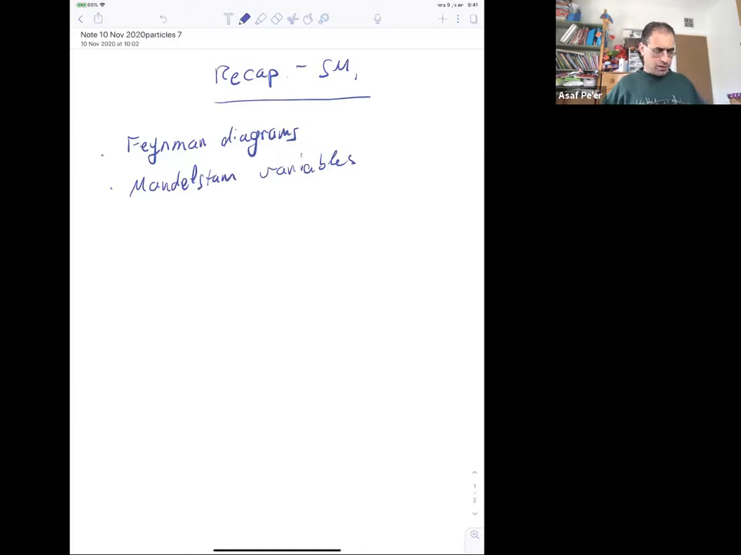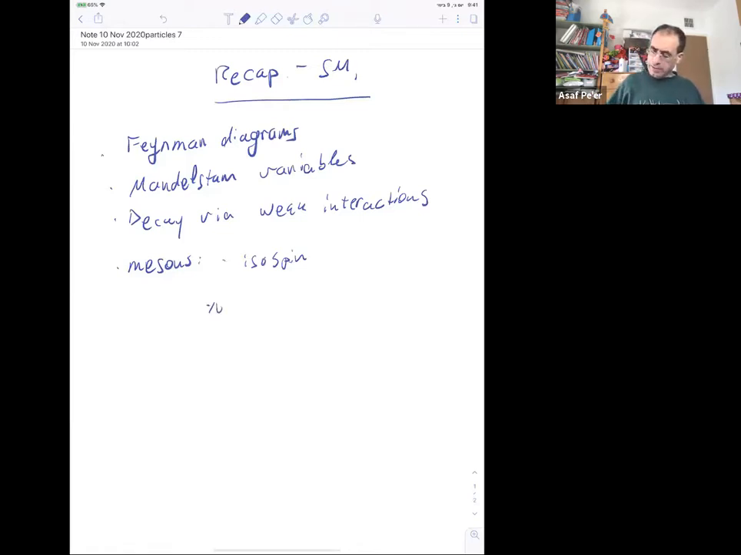Then we spoke about mesons, about decay via weak interactions. I mentioned the idea of isospin, which is analogous to spin, and that relates to the symmetry groups of the mesons. That's why the pion plus is composed of an up and an anti-down quark, the pion minus is an anti-up and a down quark, and the pion 0 is a combination, one over square root of 2, of up up-bar minus down down-bar.